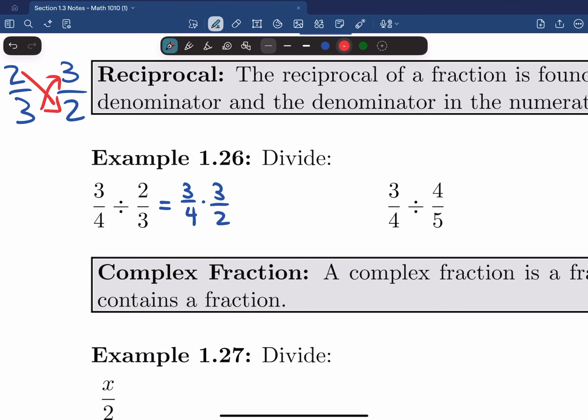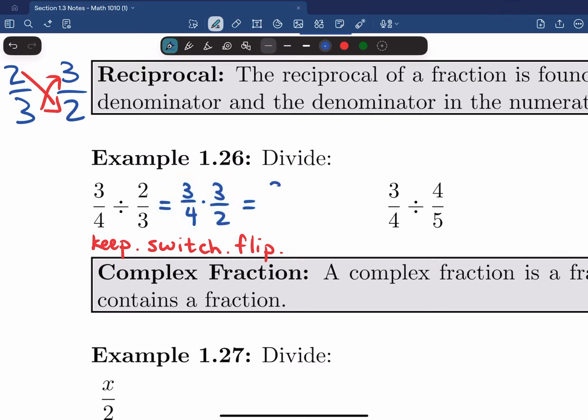So what I did was keep the first fraction the same, switch division to multiplication, and flip, or take the reciprocal of the second fraction. So I did a keep, switch, flip. Okay, now fraction division has become fraction multiplication.